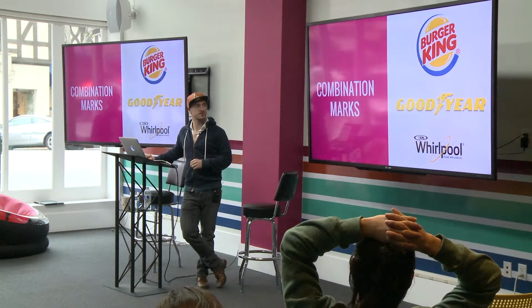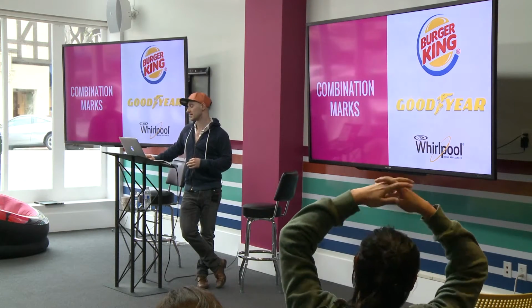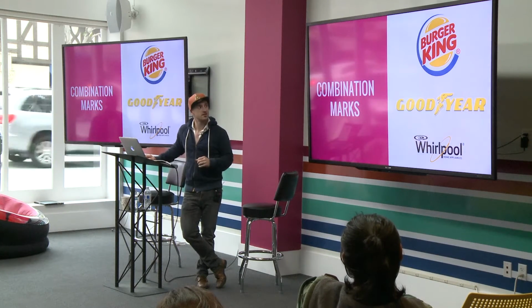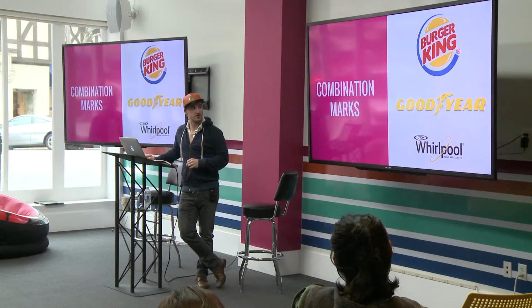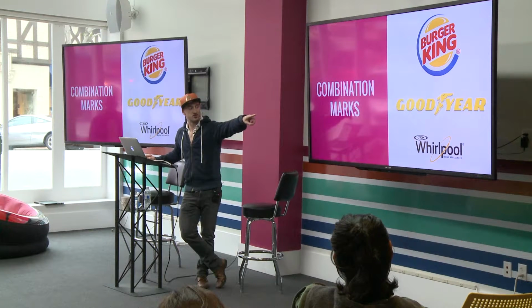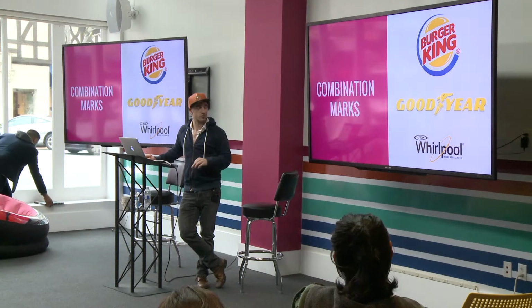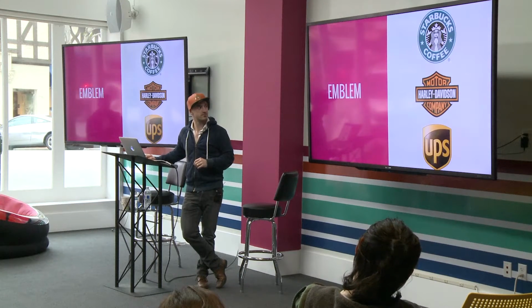Combination marks combine either an icon and text. Burger King is a good example. It's got Burger King in letters and it looks like a burger. Goodyear has the shoe, which can stand out on its own, or the Goodyear text. And Whirlpool has a nice balanced logo.